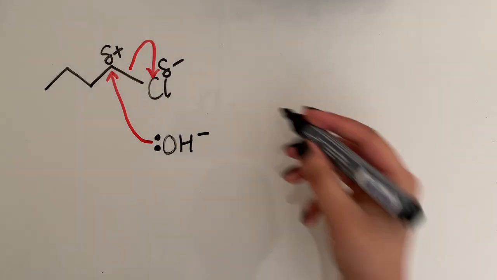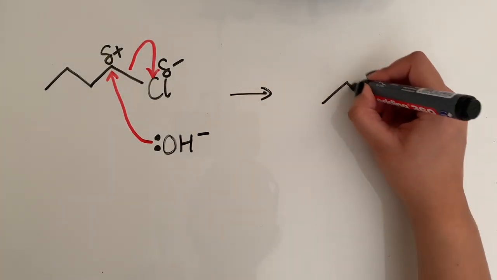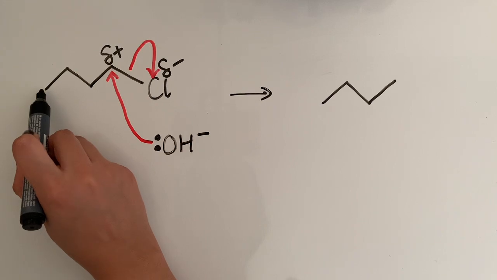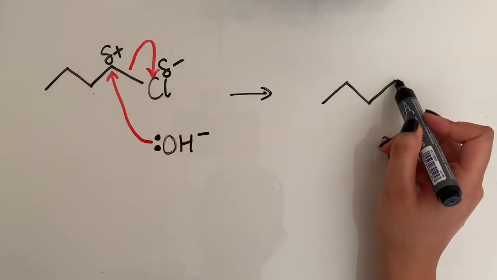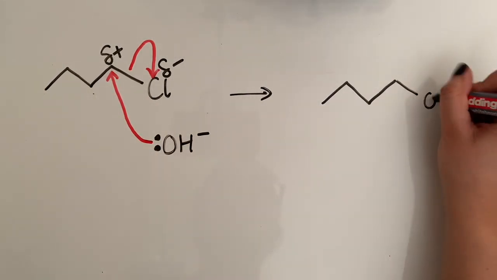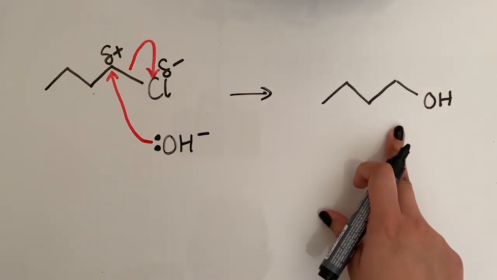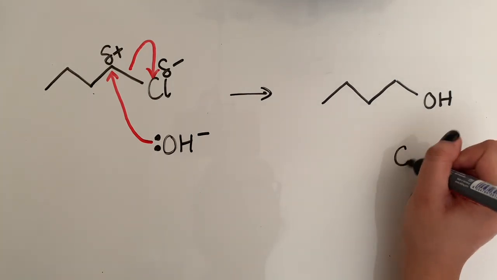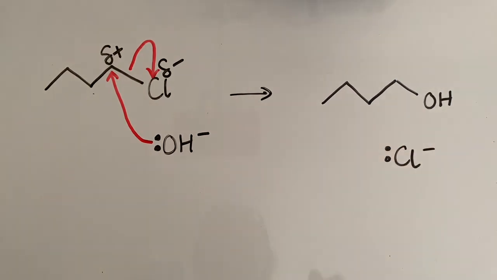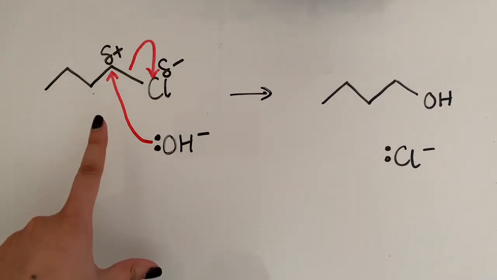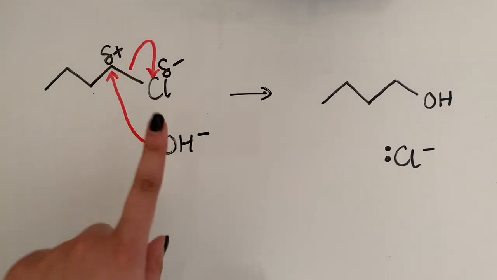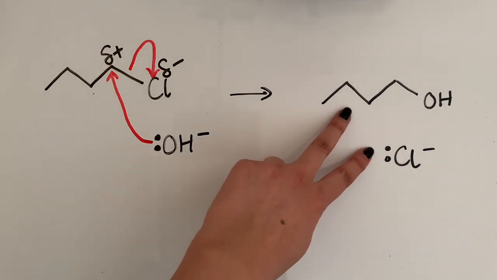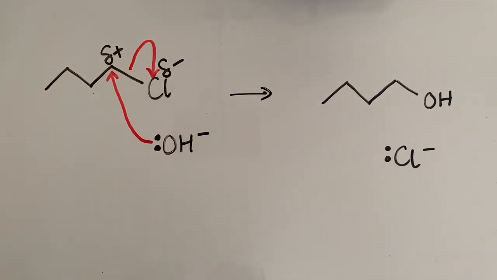So if I now draw the product of what I've just done, so 1, 2, 3, 4. So I had 4 carbons here, 1, 2, 3, 4. I must have 4 carbons here as well. So I've formed butan-1-ol. Still got my 4 carbons. And I've also released a chloride ion. So that there is the correct mechanism. I've done my dipoles, I've drawn my lone pair in, I've done my curly arrows, and I've drawn both the products that have formed from my mechanism. This is still a nucleophilic substitution.